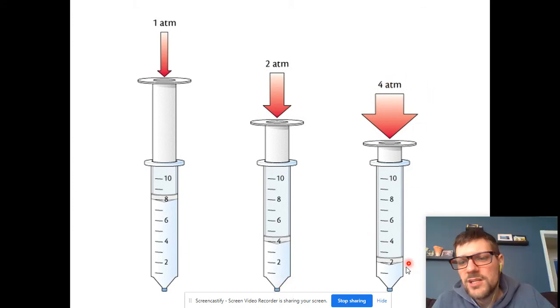4 atmospheres gives us 2 milliliters. And check this out, it's all mathematical. I'm not just saying, oh, it goes down. It goes down at a very nice mathematical relationship. Notice 1 atmosphere times 8 mils, 1 times 8 is 8. 2 goes down to 4, 2 times 4 is 8. When you put 4 atmospheres, it goes down to 2. 4 times 2 is 8. So it's not just, oh, as one goes up, the other goes down. It is a mathematical relationship. And so we can actually calculate that, which, surprise, surprise, is what you're going to be doing in your homework after this.